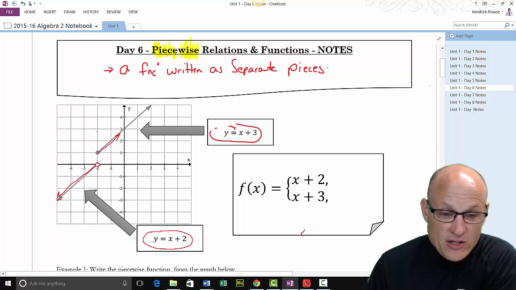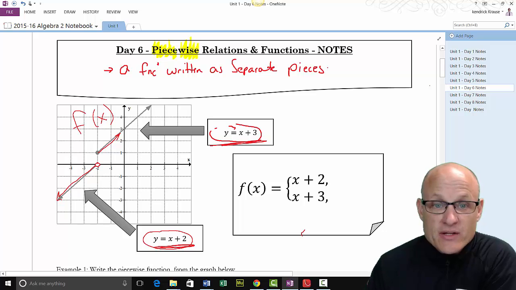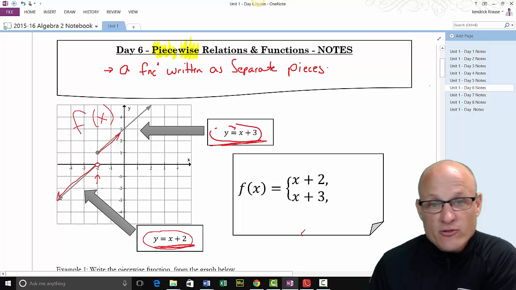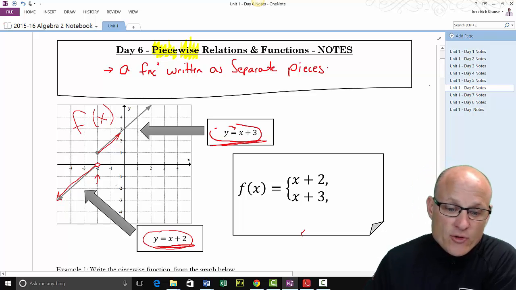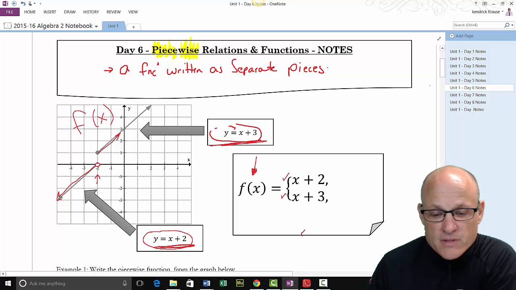So this is a function. This is the function f of x. It's just written as two separate pieces, this piece and this piece. And it does something different at x equals -2. At x equals -2, it changes from one function to another function. This is how we signify it. We still use function notation, but instead of one function, it has to be separated into two different functions because they're doing two different things.